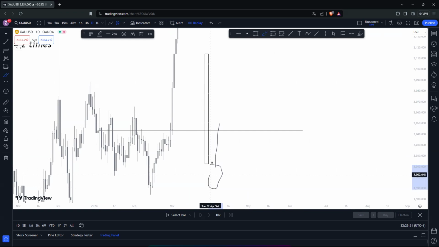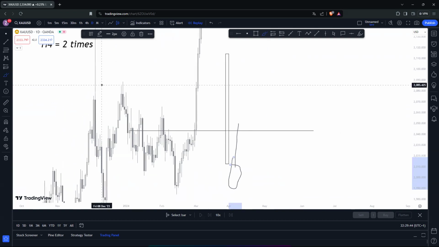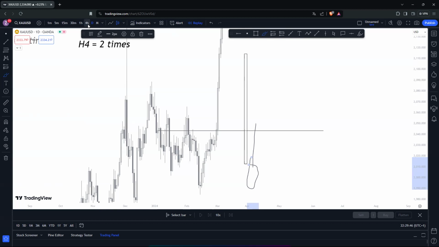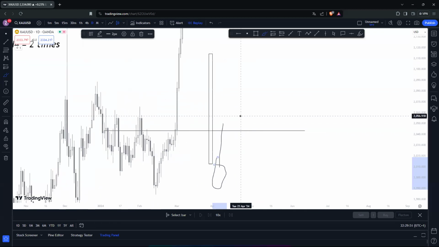Okay, the use of it doesn't matter for now. We can use it for storyline, for entry, for BPE, for lower time frame confirmation. It doesn't matter. Okay, so for now you have to understand how many times the level on the higher time frame, lower time frame can be used. Okay, because this is very important in the future.